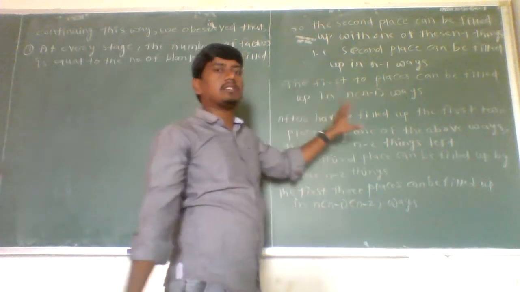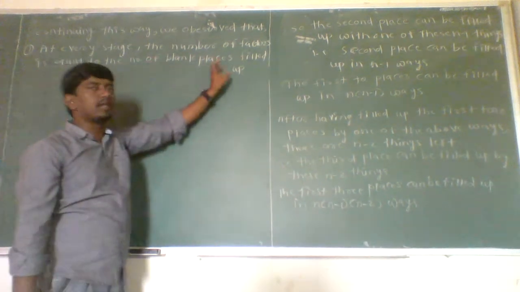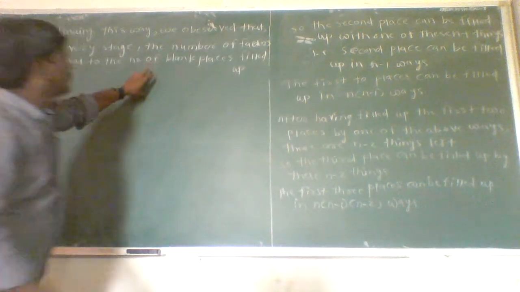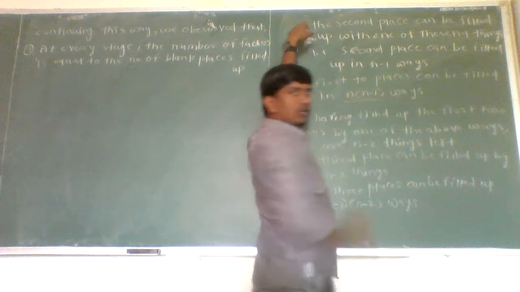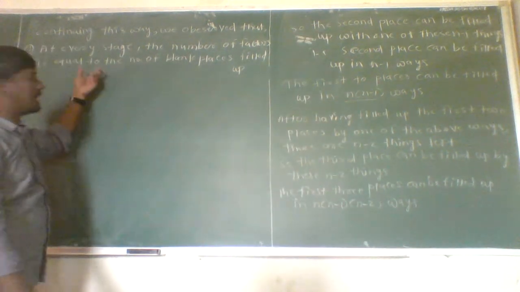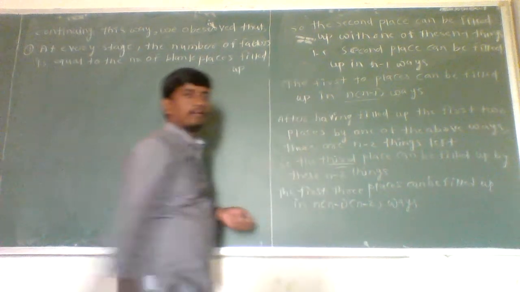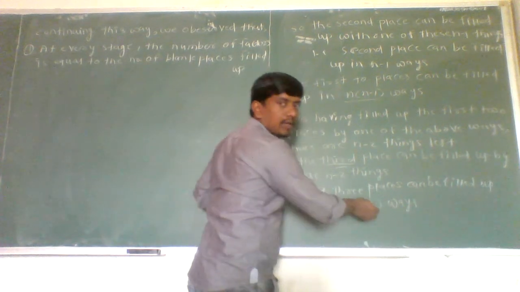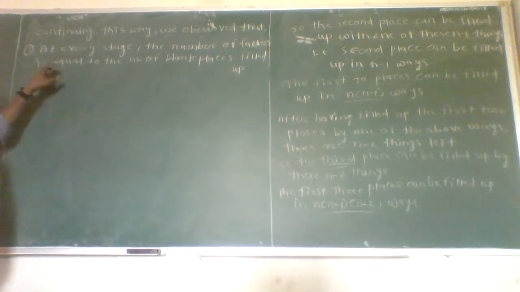At the first stage, the number of factors is nothing but 1, and the number of blank places filled up is also 1. At the second stage, we have filled up 2 blank places, and the number of factors is again 2, that is n into n minus 1. Similarly, at the third stage, the number of blank places filled up is 3, and the number of factors is again 3, n into n minus 1 into n minus 2. So there are 3 factors. So here at every stage, the number of factors is equal to the number of blank places filled up.